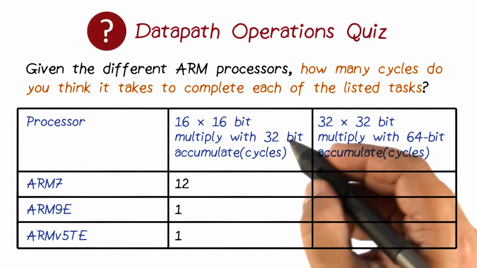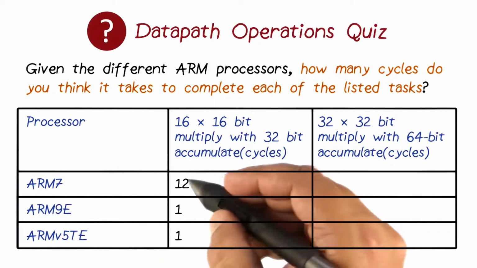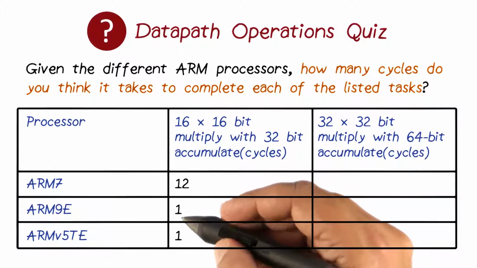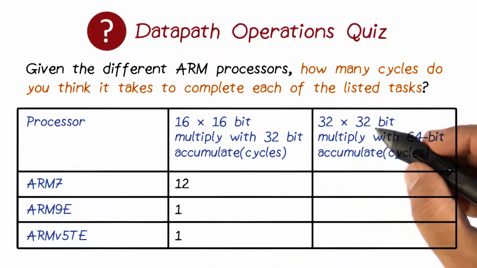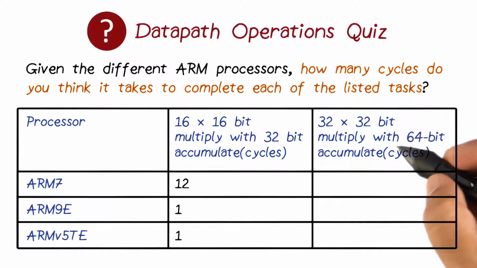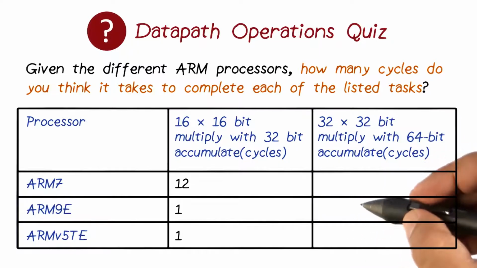As far as the 16-bit multiplication is concerned with the 32-bit result, the ARM 7 takes 12 cycles, whereas ARM 9 and ARM 5 STV take 1 cycle. Let us guess how many cycles it may take to do the 32 by 32 operation, on the other hand, with a 64-bit result. Please write your guesses on this table for ARM 7 as well as ARM 9E as well as ARM 5 STV.